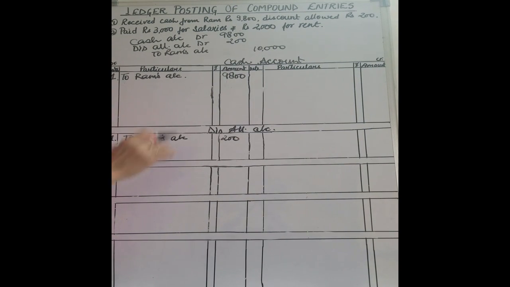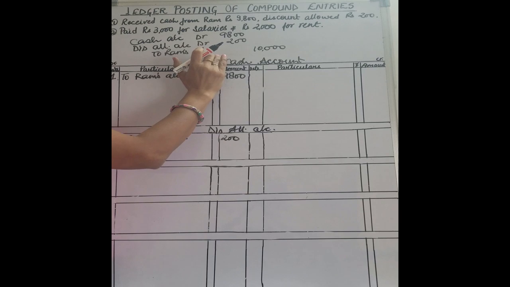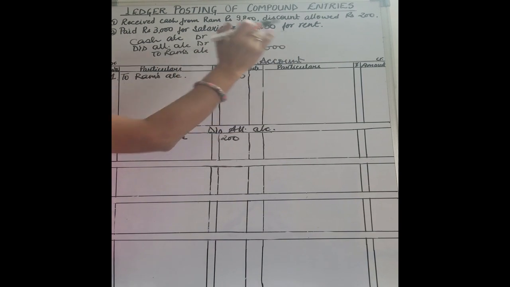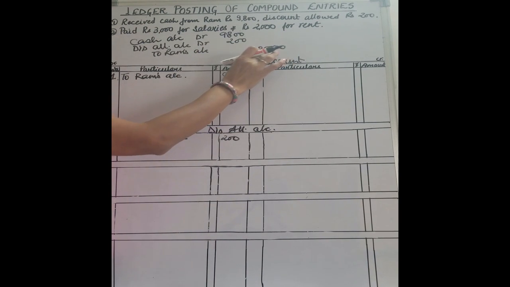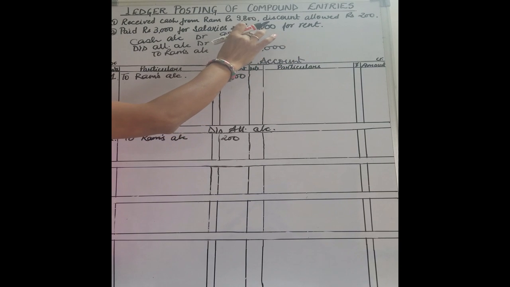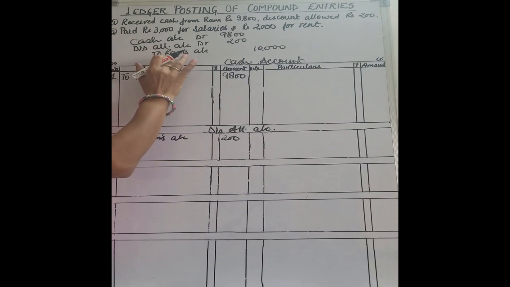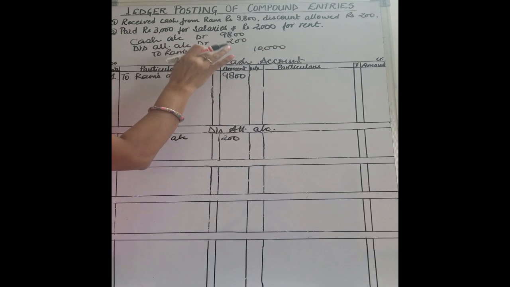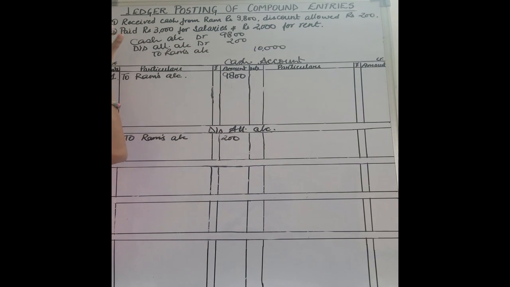Now the third account is Ram's account. Now be very attentive. This is the most important point of compound entry. Here Ram's account is credited with rupees 10,000. But this 10,000 rupees is split or divided as 9800 and 200 between cash account and discount allowed account. So the reason behind crediting Ram's account is both the cash account and discount allowed account.